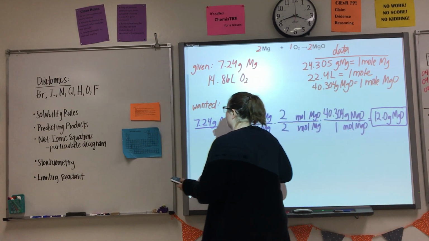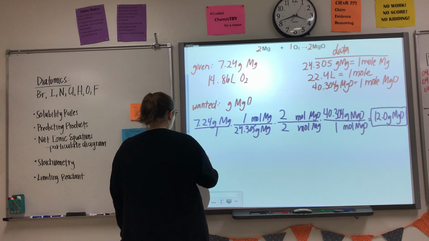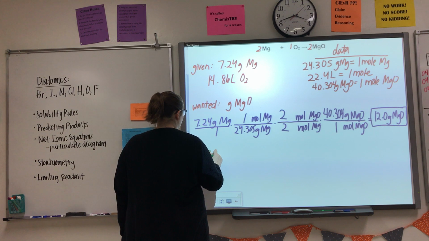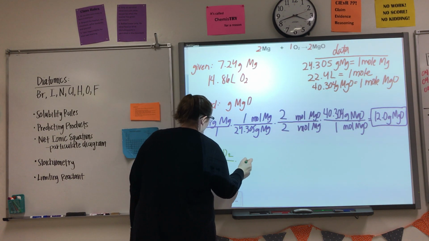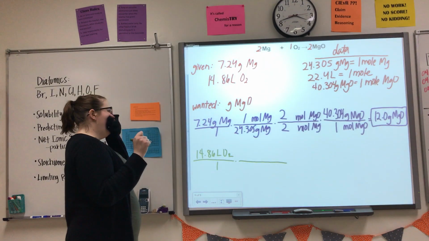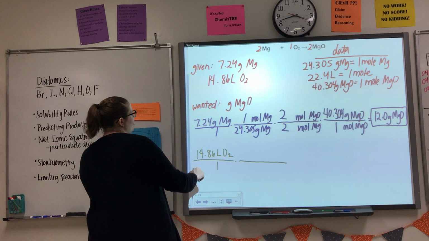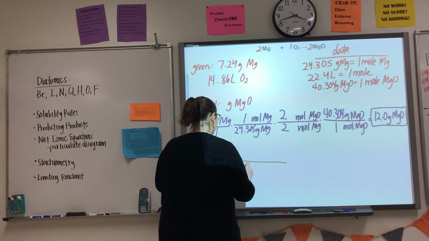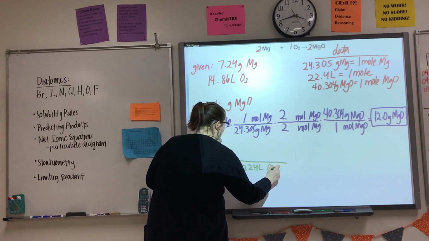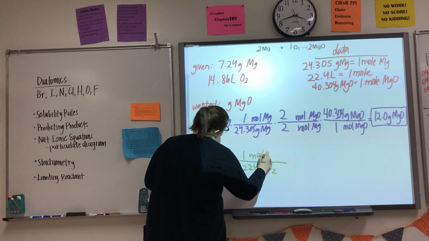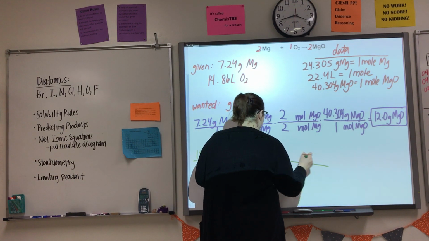All right, my next one I'm going to do in green. In this case, I start with liters of oxygen. So 14.86 liters of O2 over 1. Okay, before I used molar mass to convert to moles, but since I'm in a volume, I'm going to use 22.4 liters of O2 to convert to 1 mole of O2. Because again, we are still assuming STP, which is standard temperature and pressure.